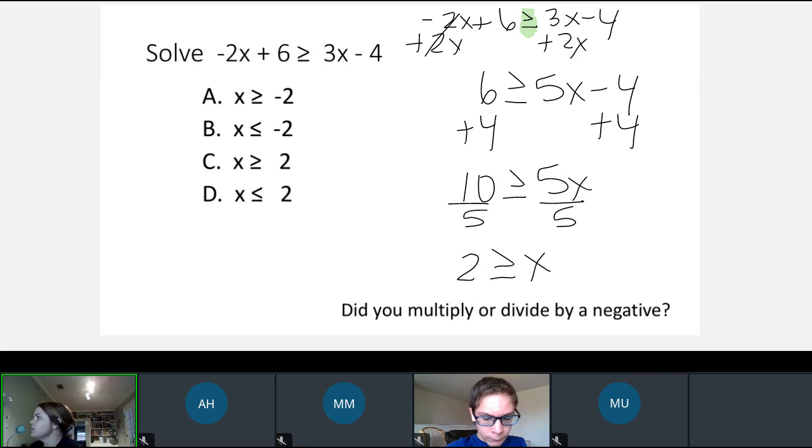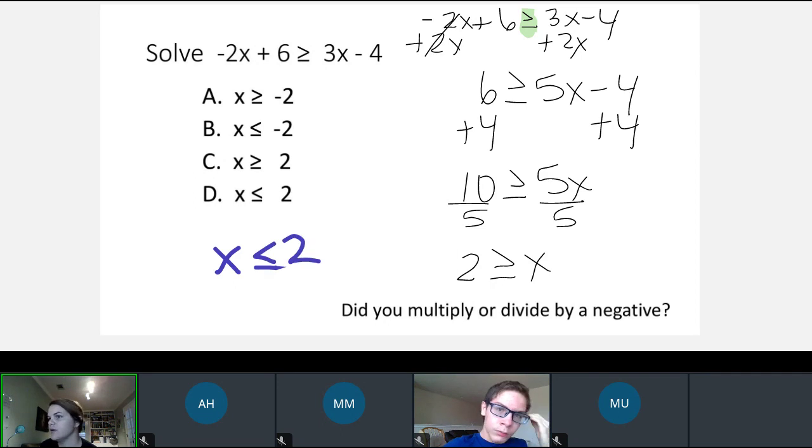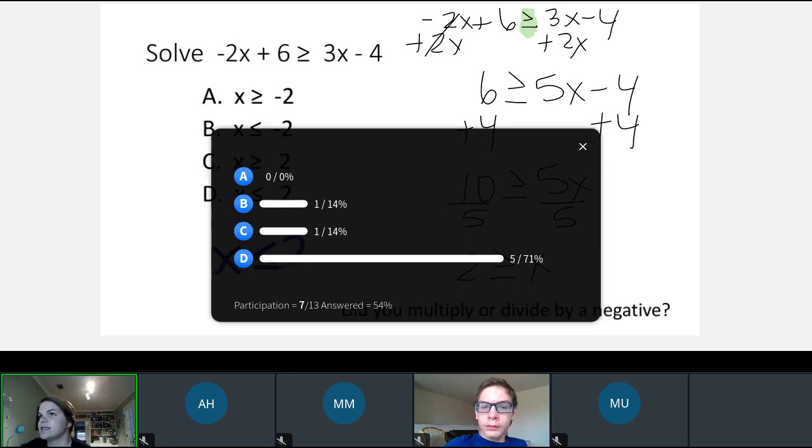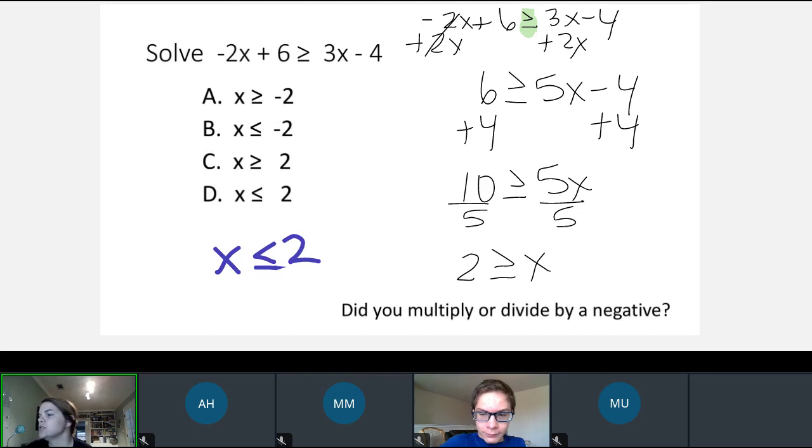And if you are somebody who likes to switch your order so that your variable is always on the left hand, when you switch your order, you also have to switch the direction of your inequality. So if you want your x on the left-hand side, that's totally fine. You just have to switch the direction that it goes. And then that is how you would get D. X is less than or equal to 2.